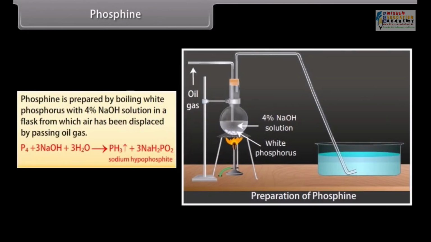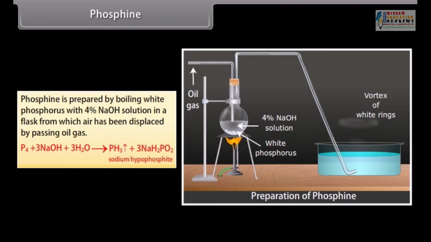Phosphine. Phosphine is prepared by boiling white phosphorus with 4% NaOH solution in a flask from which air has been displaced by passing coal gas. Coal gas is continuously bubbled through the flask in order to displace air.